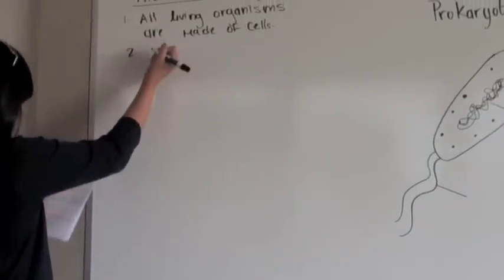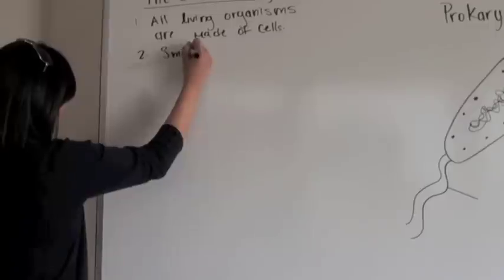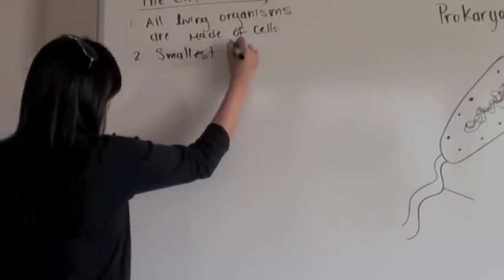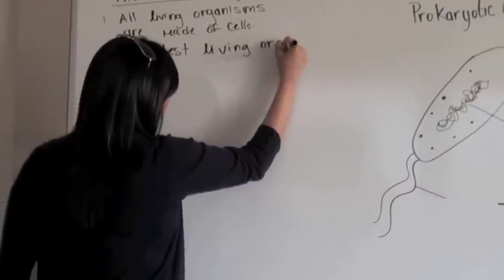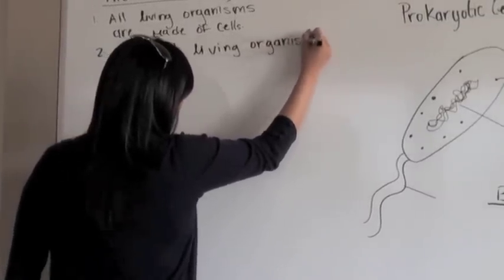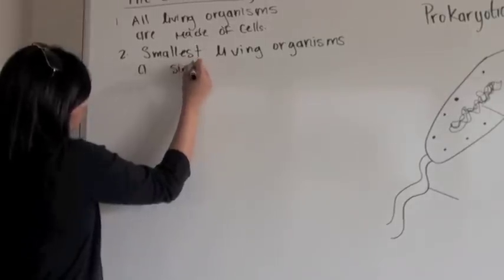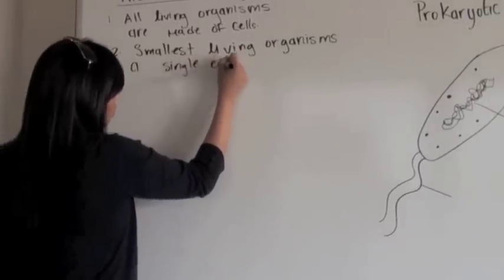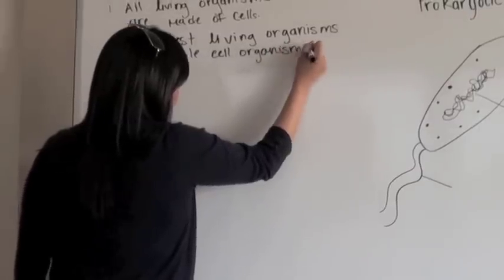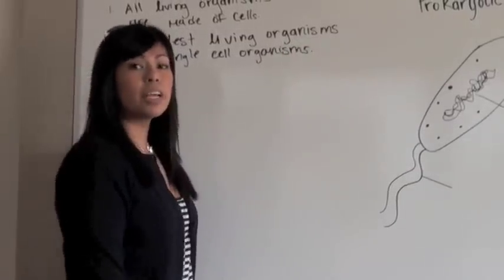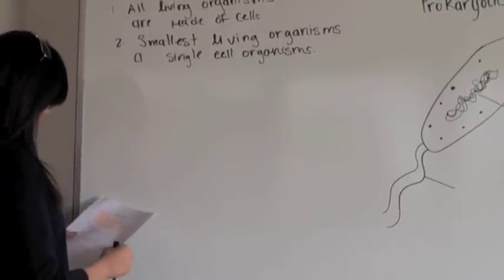Okay, so then number two is the smallest living organisms are single cell organisms. These can include protists or bacteria that can be single cell.